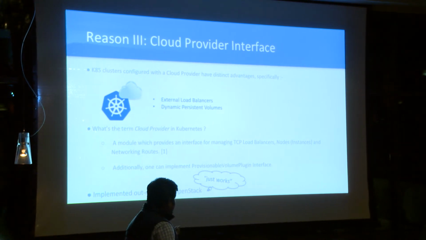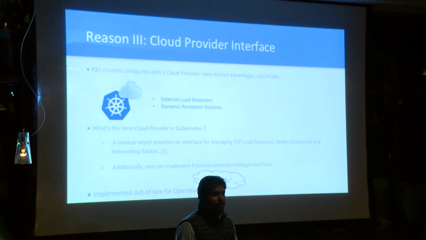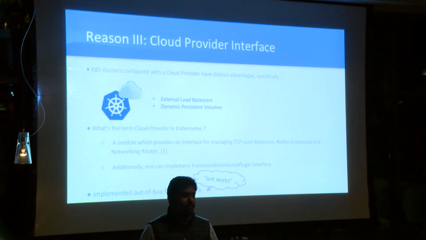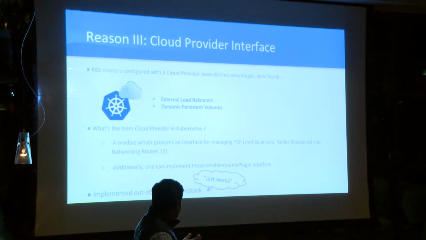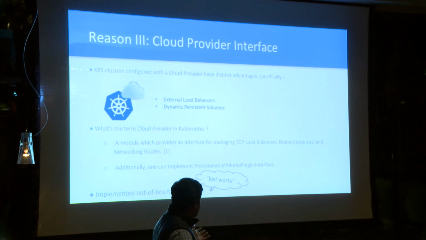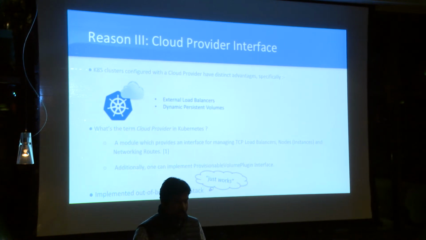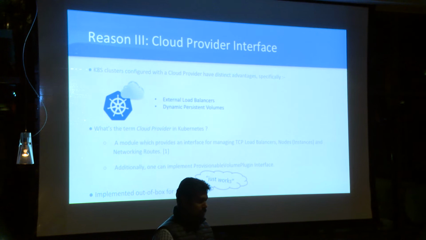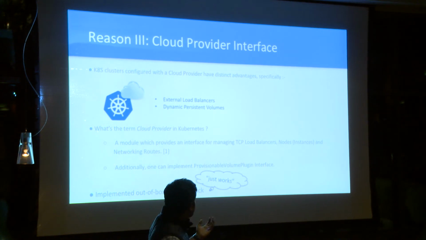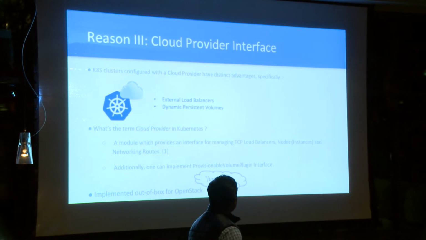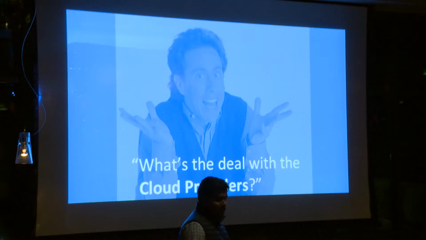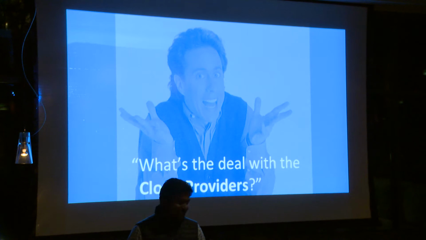For this to work, you need to have the cloud provider interface implemented for your specific cloud. Out of the box in Kubernetes, this is implemented for OpenStack, and it just works. We have tried it on day 1, it just works. So it's really production ready. The cloud provider interface is awesome. Let's dwell deeper into why you need it and what the other advantages of this cloud provider interface are. So what's the big deal with the cloud providers? That's what we are going to talk about in the next few slides.